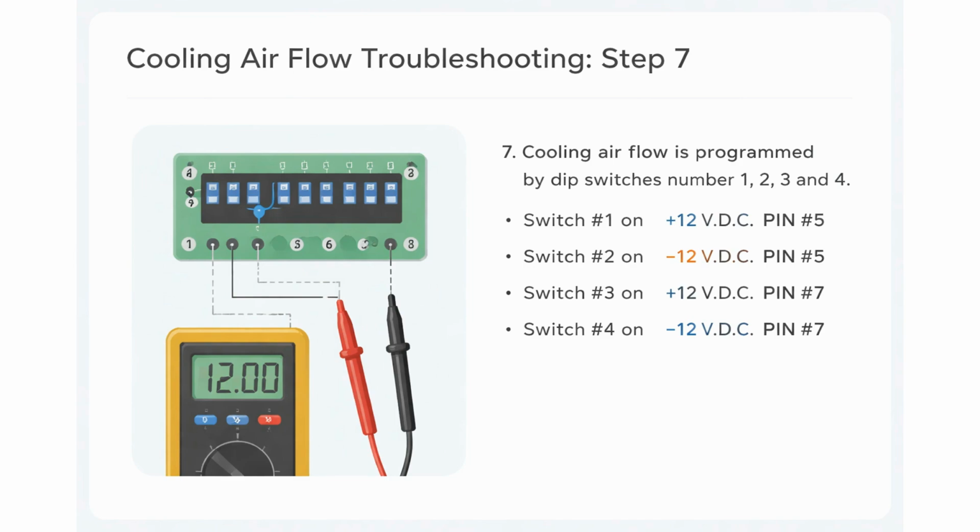By turning one switch on at a time, you should read specific DC voltages at the motor plug: positive 12 volts for switches 1 and 3, and negative 12 volts for switches 2 and 4. If the voltages are correct but the green LED isn't flashing properly, we move to the final step.